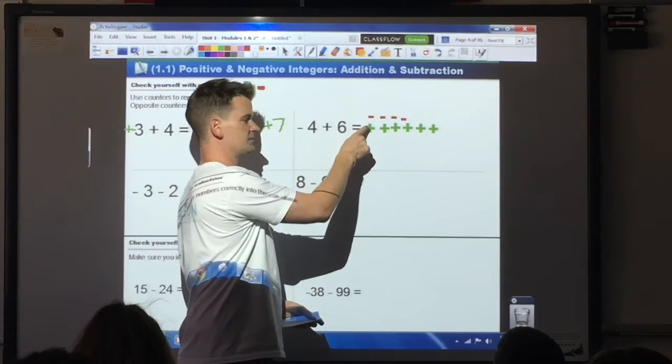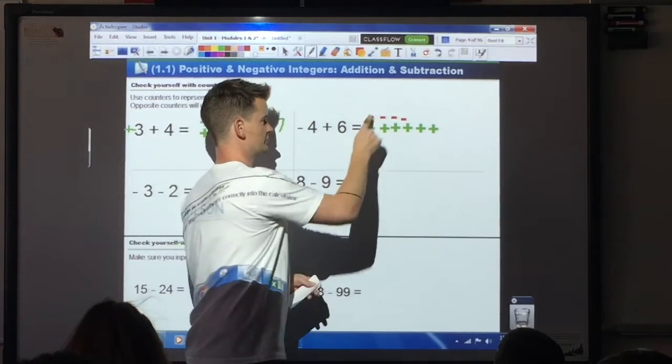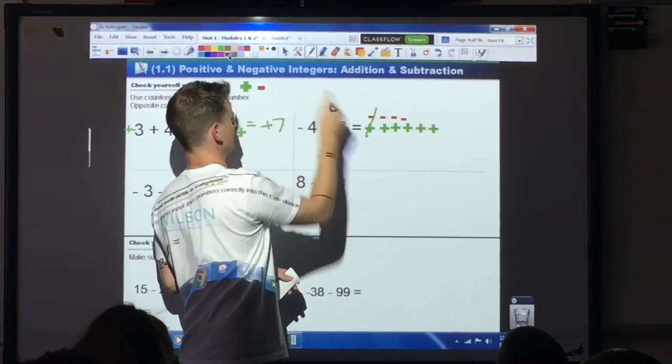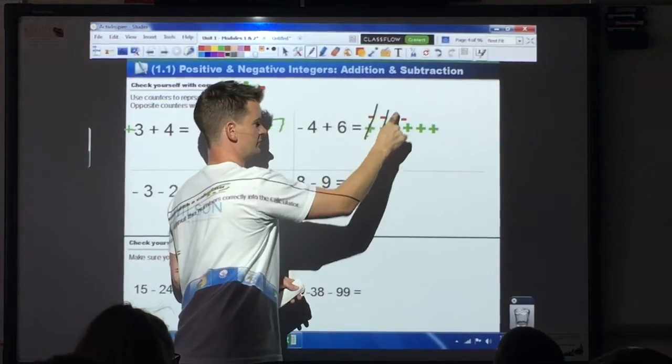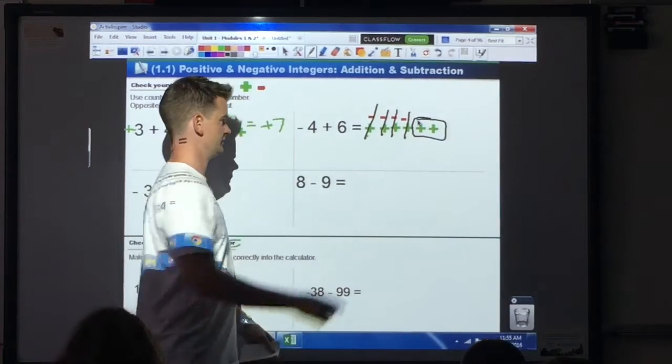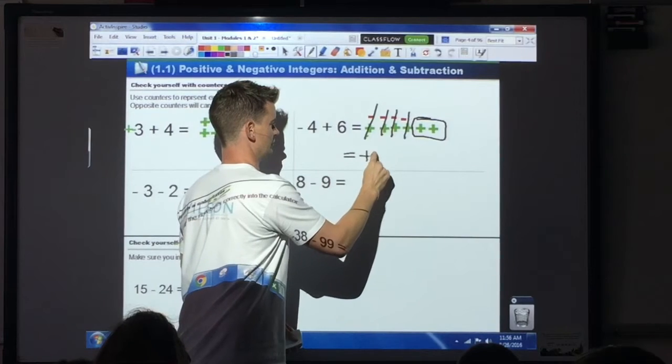So this negative and this positive, what's going to happen to it? Cancels. What happens to this one? Cancels. You know what? Let me use black here because that way you can really see how it strikes. It cancels out. Cancels out, cancels out, cancels out. And what do you have left? Positive 2. Your answer here is going to be positive 2.